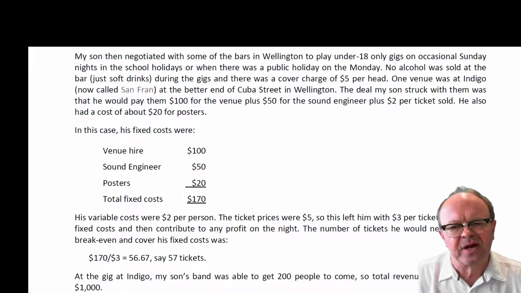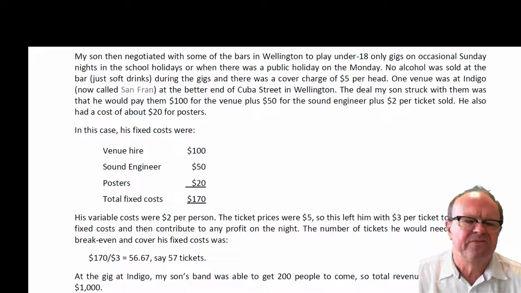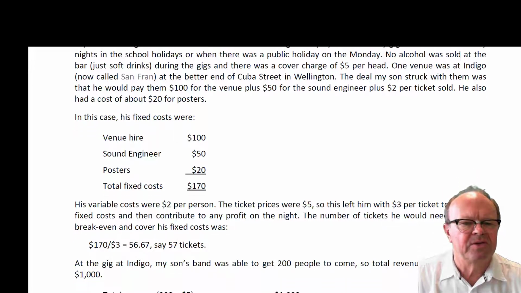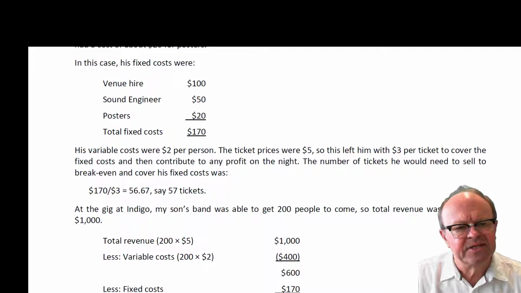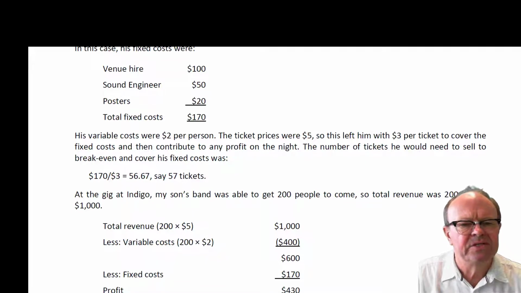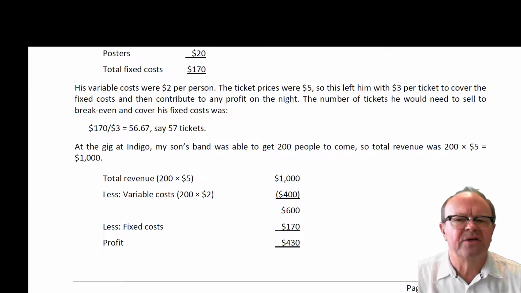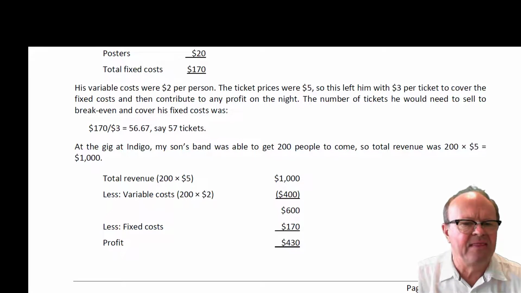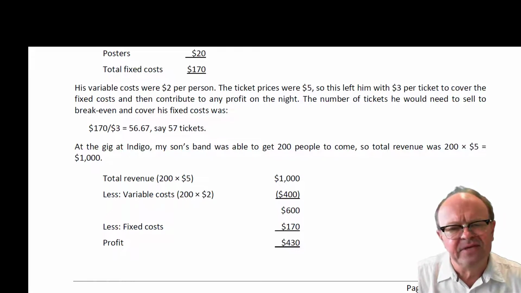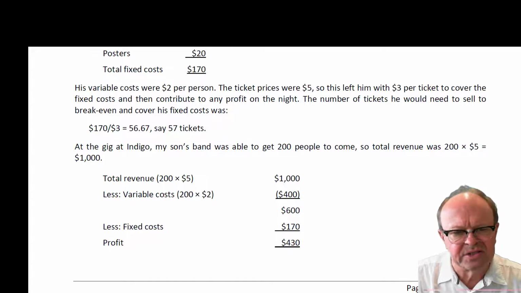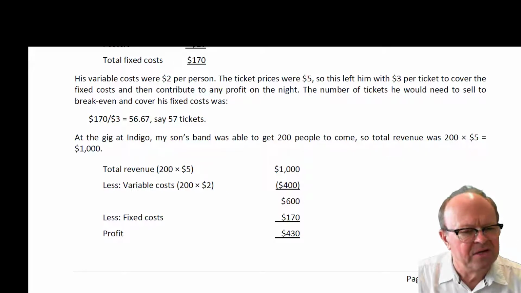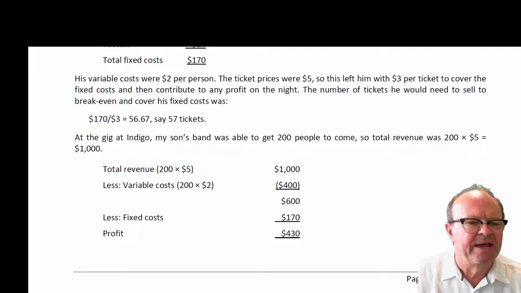The deal my son struck with them was that he would pay them $100 for the venue, plus $50 for the sound engineer, plus $2 per ticket sold. He also had a cost of about $20 for posters. In this case, his fixed costs were venue hire, $100, sound engineer, $50, posters, $20, total fixed costs, $170. His variable costs were $2 per person. The ticket prices were $5, so this left him with $3 per ticket to cover the fixed costs and then contribute to any profit on the night. The number of tickets he would need to sell to break even and cover his fixed costs was $170 divided by $3, which equals 56.67, say 57 tickets.